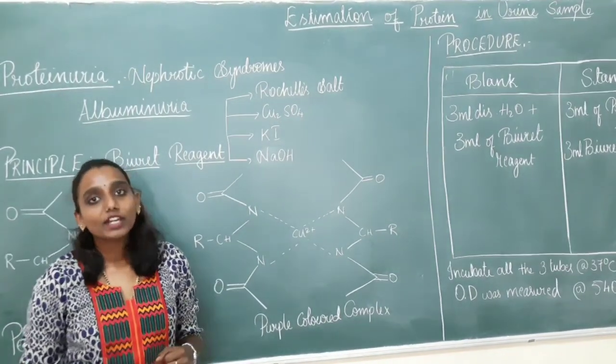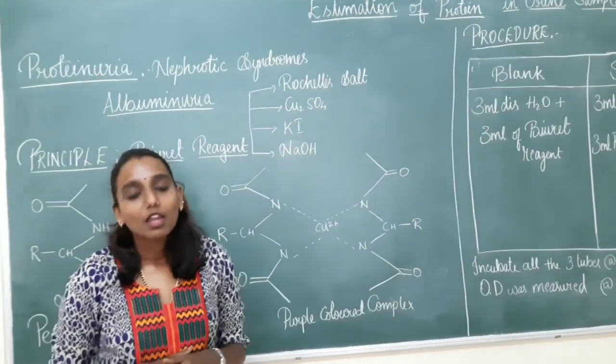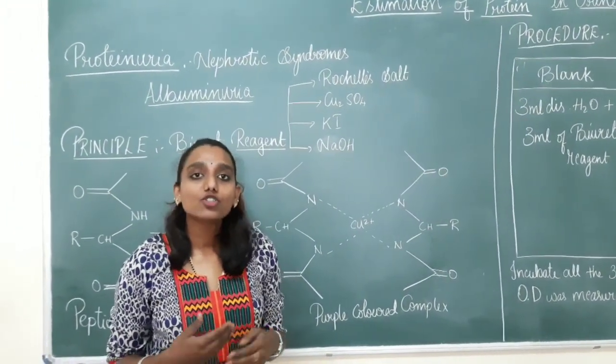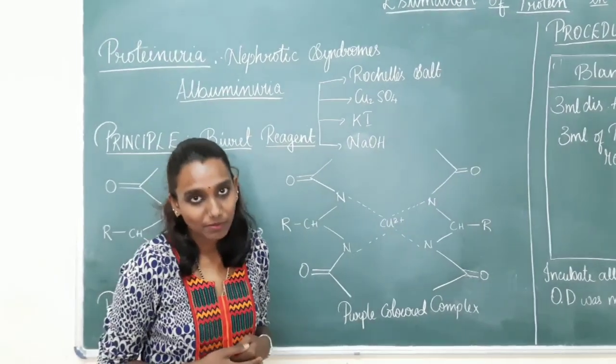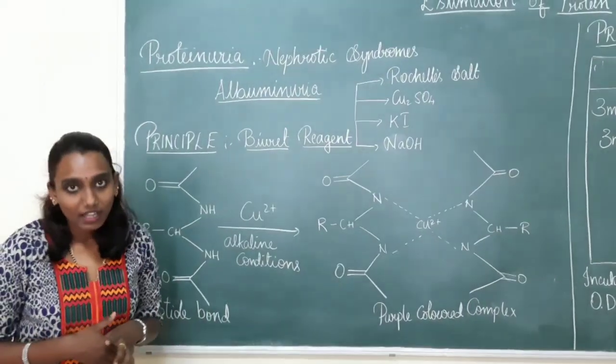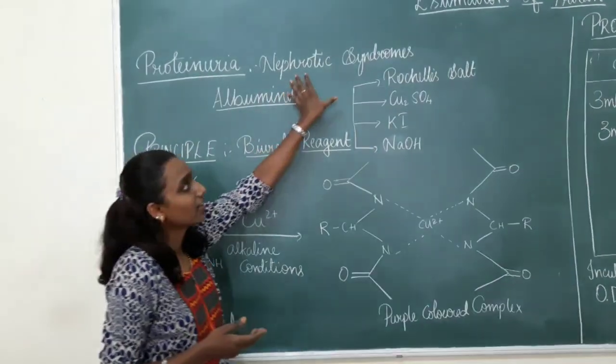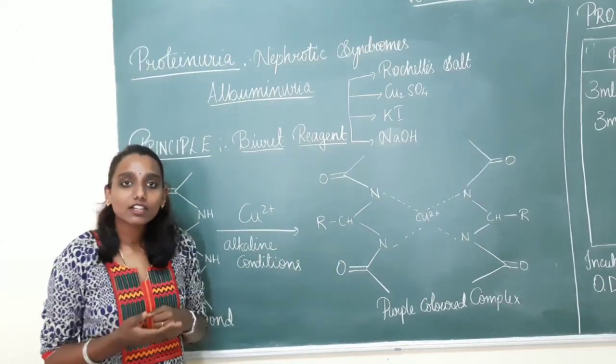Everyone, in today's video, let us learn about estimation of protein in urine sample. Before moving on to estimation, let us know why we have to go for protein estimation in the urine sample. There is a condition called proteinuria. This condition is created when a patient is having certain nephrotic syndromes. Now, what are these nephrotic syndromes?